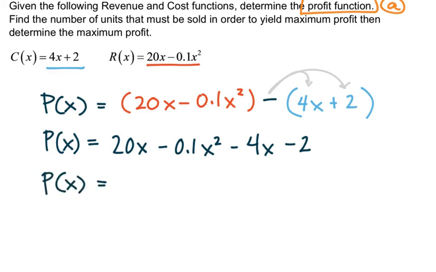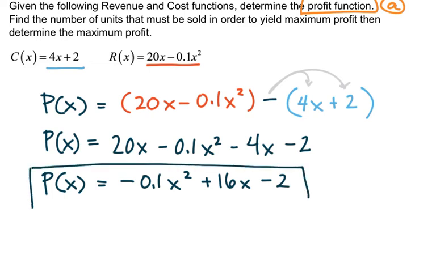So I'm pointing it out, so hopefully it does not end up being a mistake that you make. Simplifying this, I have negative 0.1 x squared, 20 take away 4, that is positive 16x, minus 2. So you see here I have my profit function. The profit for x units is calculated using this formula, negative 0.1 x squared plus 16x minus 2. So if we know how many x units we are selling, then we can determine the profit.